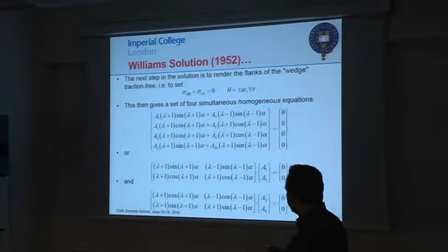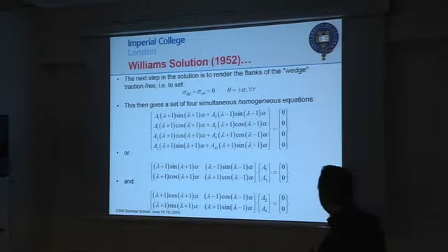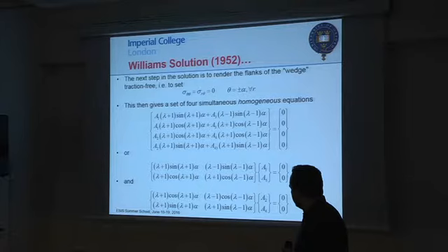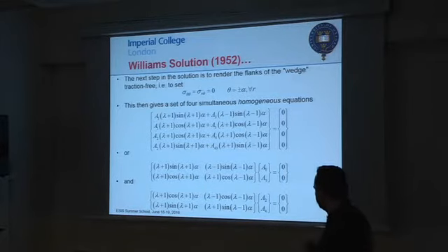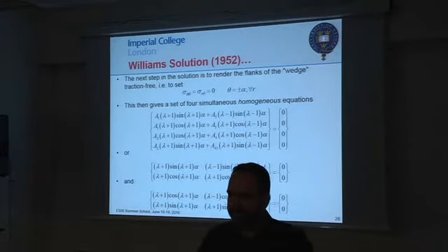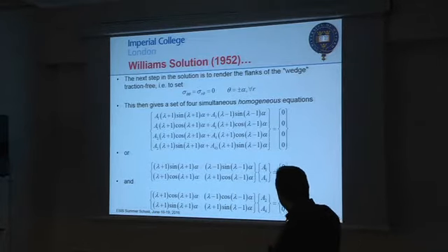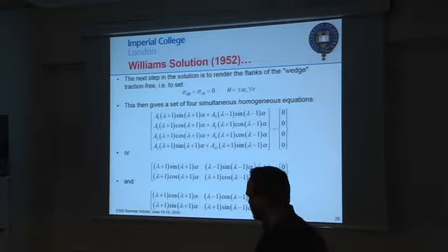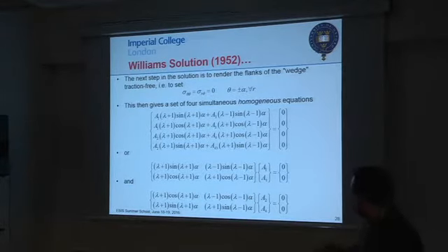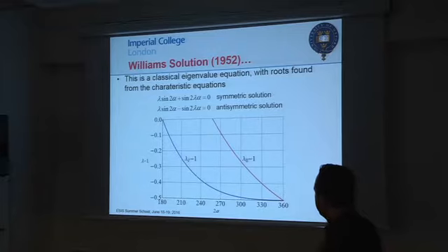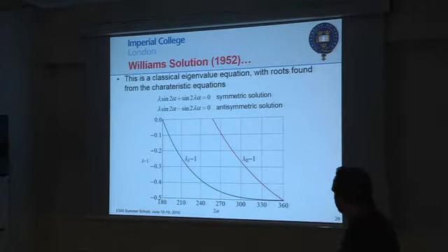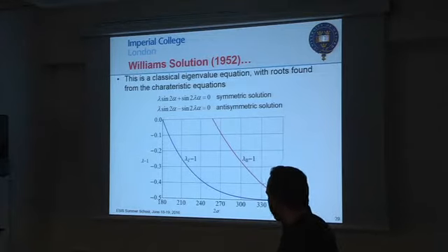That allows you to solve a set of 4 simultaneous homogeneous equations in A1, A2, A3, A4. More synthetically, really just solving 2 sets of equations, one for the symmetric part of the system, one for the antisymmetric part of the system. Really, these can be split into symmetric and antisymmetric solutions. You end up with these 4 equations that can be written this way. And if you look at that, it's a classical eigenvalue equation, and the roots can be found by solving.